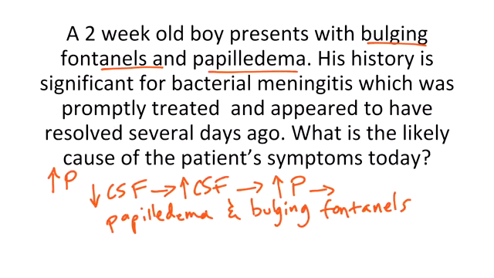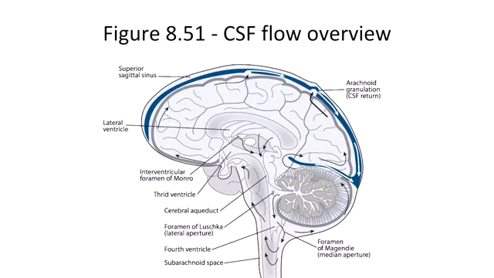Recall that when the arachnoid granulations are obstructed, resulting in excess CSF, we call it communicating hydrocephalus. From figure 8.51, we can see that obstruction of the arachnoid granulations would prevent the proper circulation of CSF, resulting in communicating hydrocephalus. Okay, let's do another question.